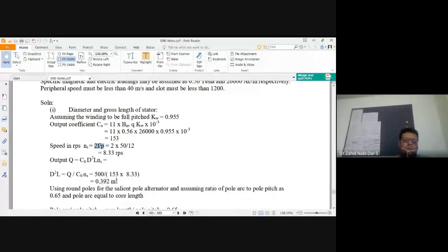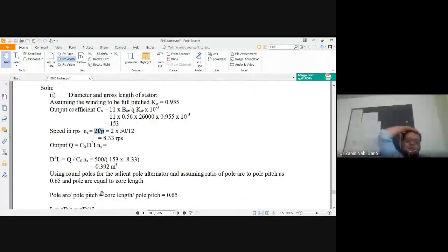Now one important factor is that we are using round poles for the salient alternator and assuming the ratio of pole arc to pole pitch, that is L by tau, where tau is pi D by p, as 0.65, and pole arc equal to core length.